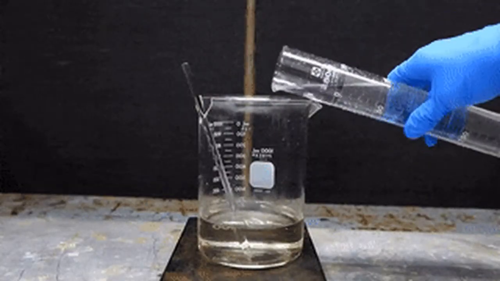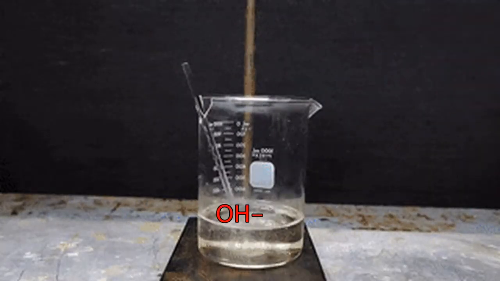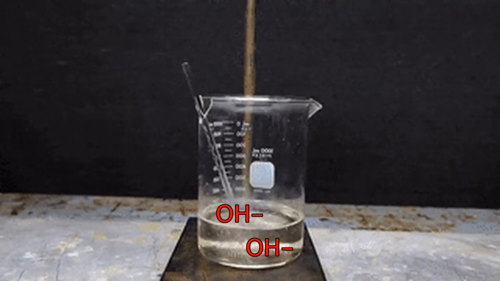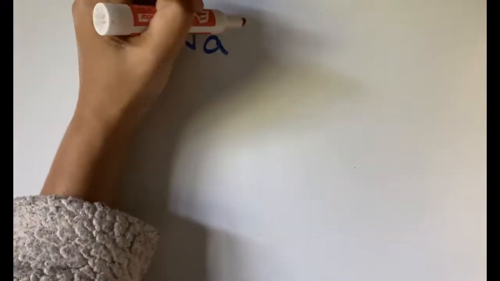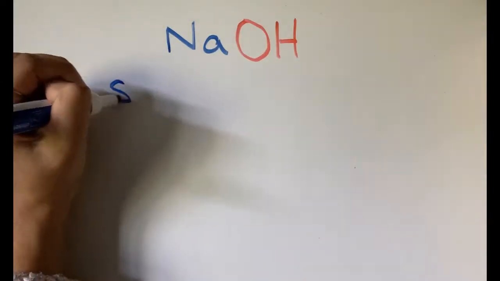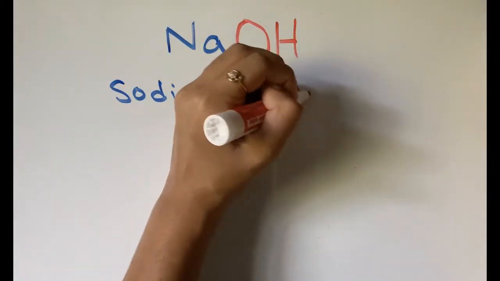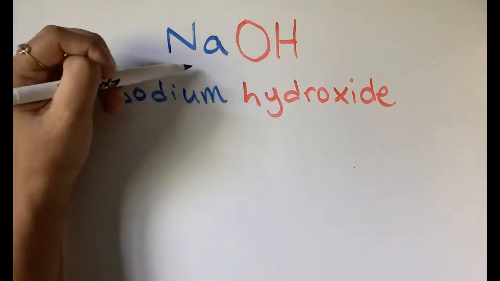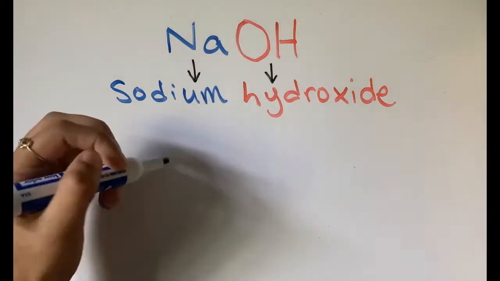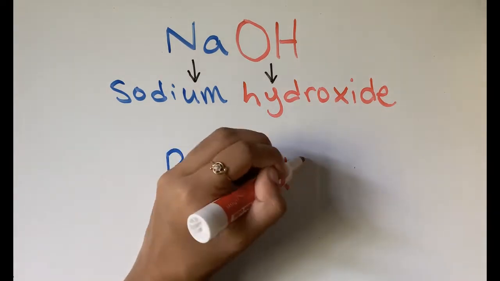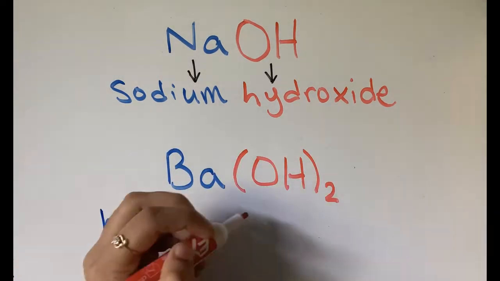A base is a substance that makes hydroxide or OH- ions when dissolved in water. You basically just name it as normal. For example, NaOH is sodium hydroxide, since it's a sodium attached to a hydroxide ion. Pretty simple. Another example is Ba(OH)2, barium hydroxide.